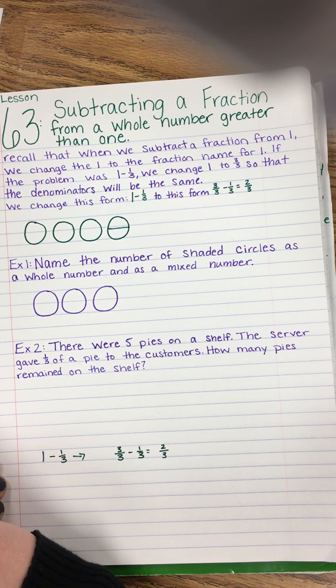So we're going to use this idea to subtract a fraction from a whole number. We take 1 from the whole number and then write it as a fraction with the same denominator as the fraction being subtracted. We will answer the problem 4 minus 1/2 to show how we do this.